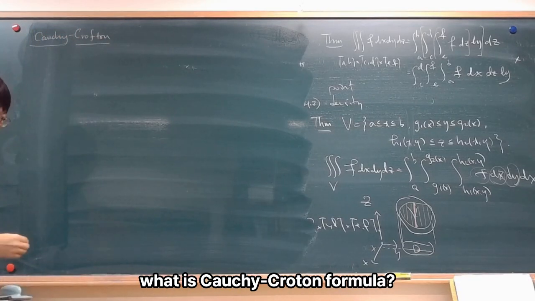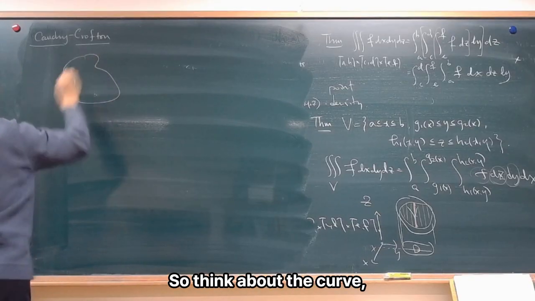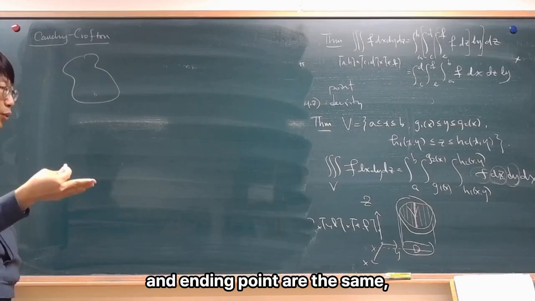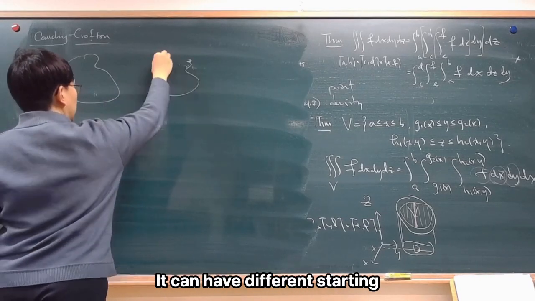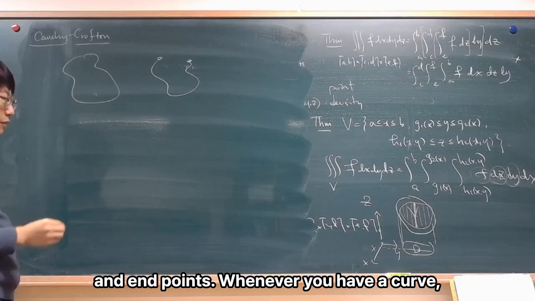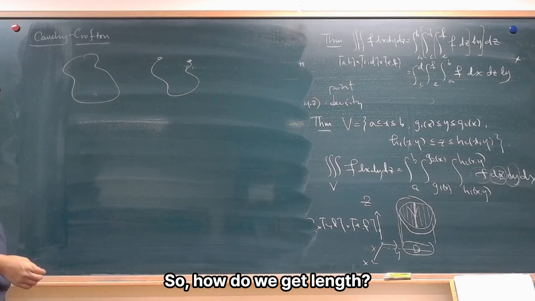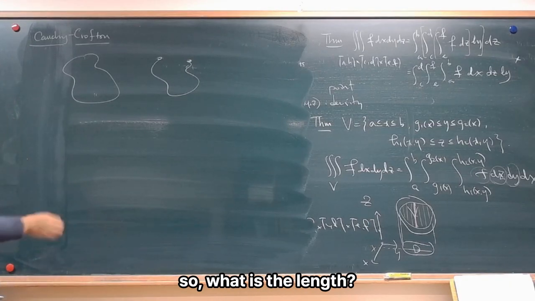So what is the Cauchy-Crofton formula? So think about a curve. It could be a closed curve, which means that the starting and ending points are the same, like this one. Or it could be just an open curve. It can have different starting and end points. Whenever you have a curve, you want to find the length of the curve, right? So how do you get length? Well, first of all, what is the length?